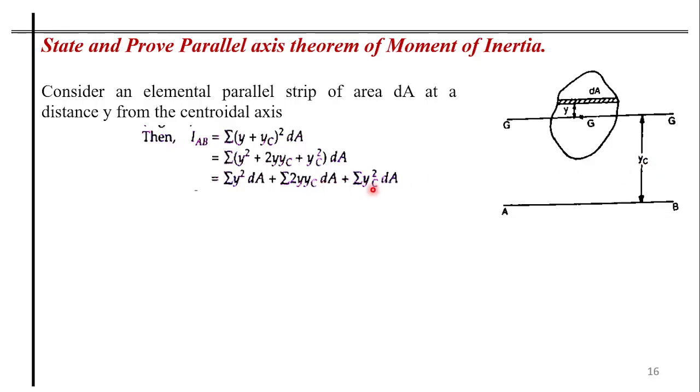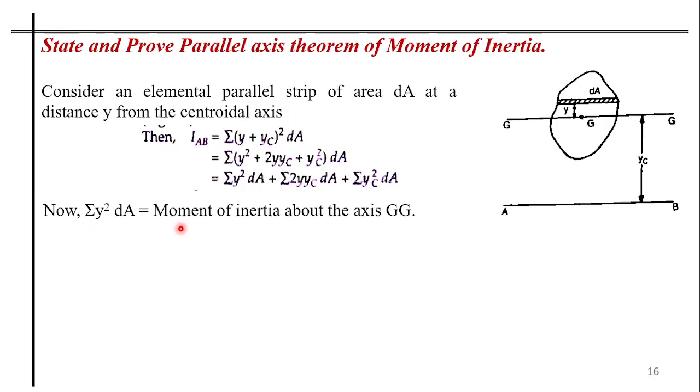So in the integration, yc square is going to come out, and the summation of the total area is nothing but the capital A yc square. That's what this term is going to come up as. And this term is going to be 2 into y into dA, the first moment of area about its centroidal axis. Then you have the integration y square dA. That is what the I value that we have been seeing.